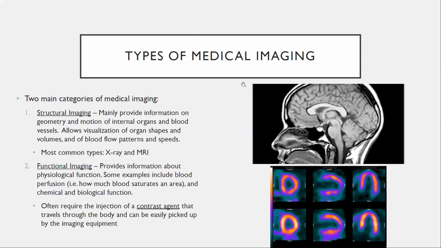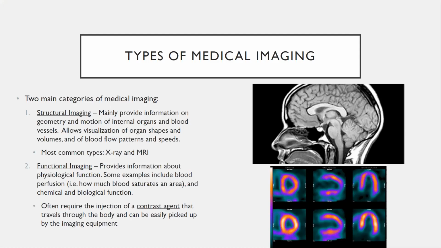All right, so I'm going to split the types of imaging into two separate categories. The first category that we'll talk about is called structural imaging, and what this means is providing information on geometry and motion. We're literally looking at just the structure of the bones and any other internal organs within a person's body. The vast majority of the things we're going to talk about today is structural, because that's usually the input for what we work with. Some common types of this are X-rays, CTs, or MRIs.